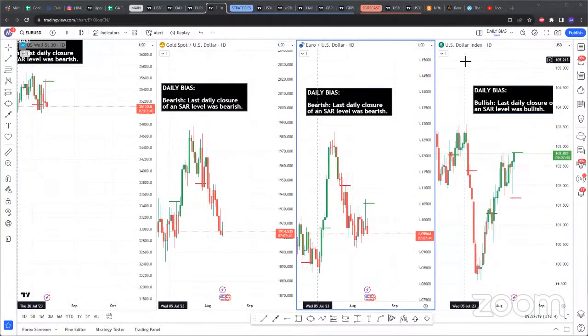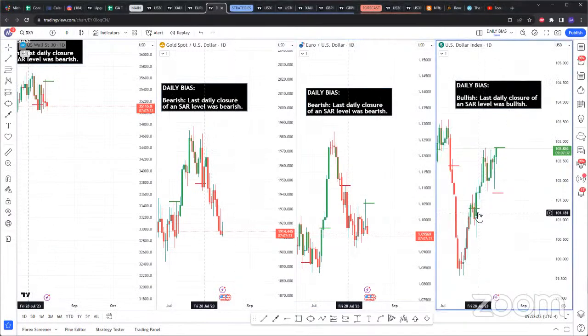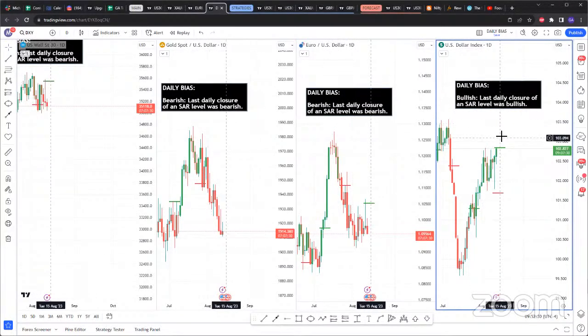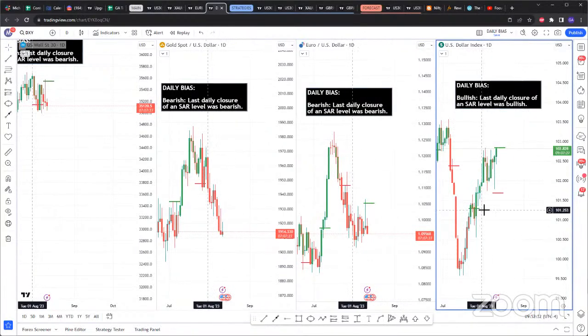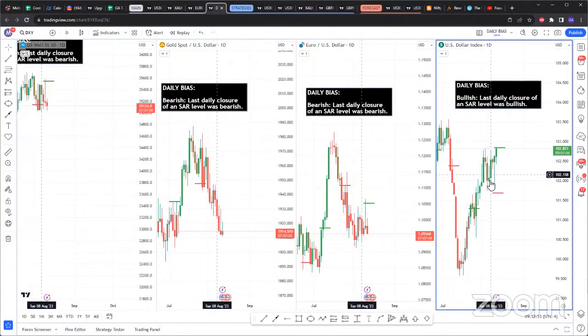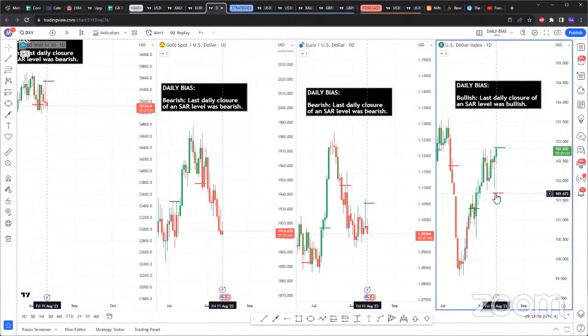So if you look at the dollar index right here, what can you see? My bias for the dollar, if you ask me, based off of just a simple way of looking at bias, is bullish. Why is that? Because the last daily candle to close above or below an SAR area on the daily was a buy. So the last time the dollar closed above the buy SAR was on Monday, 24th July. Until then, yes, it has retraced a little bit and actually created a sell SAR zone.